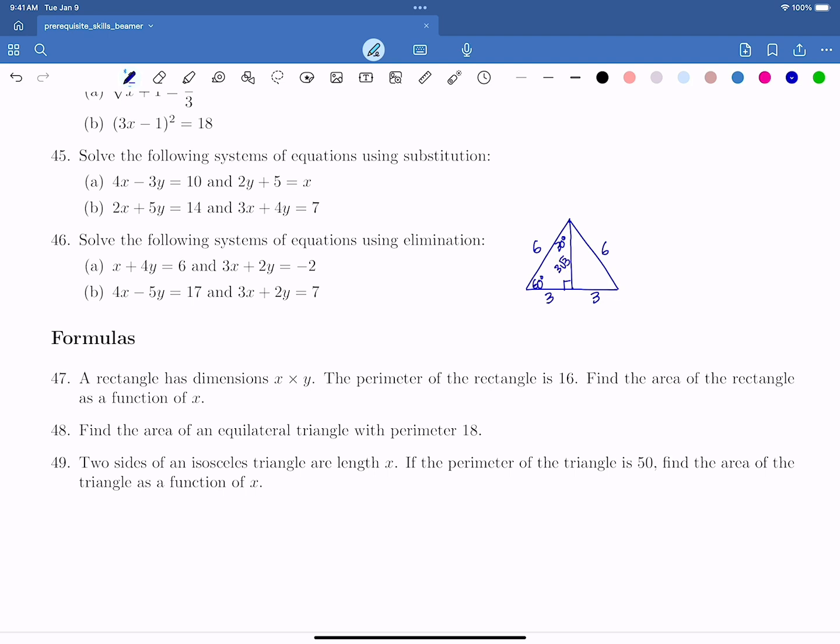I want the area of the equilateral triangle. So area is going to be 1/2 of the base times the height. 1/2, the base is 6. The height is 3 root 3. And then we just simplify. So 1/2 of 6 is 3 times 3 root 3 equals 9 root 3.